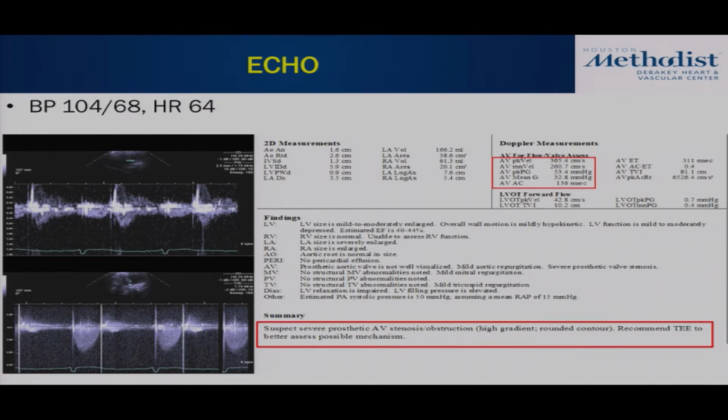So to the panelists, what would you recommend in this case? Is this information enough, or would you pursue further testing?